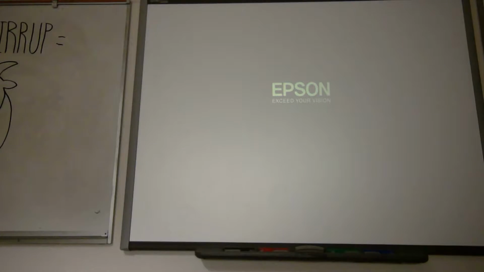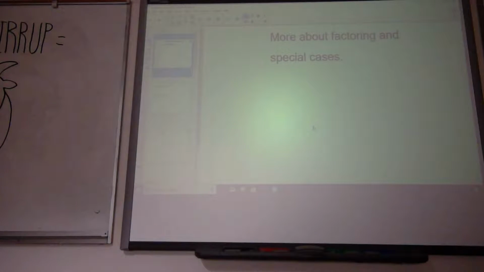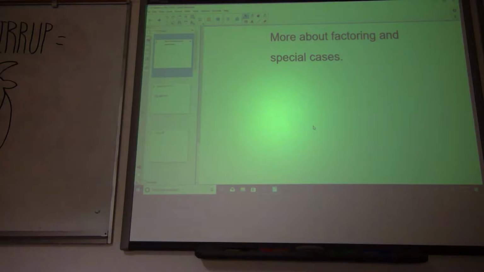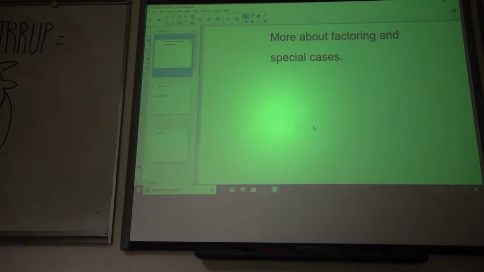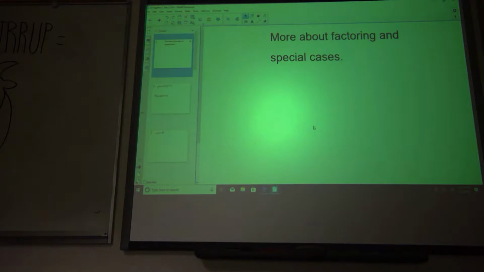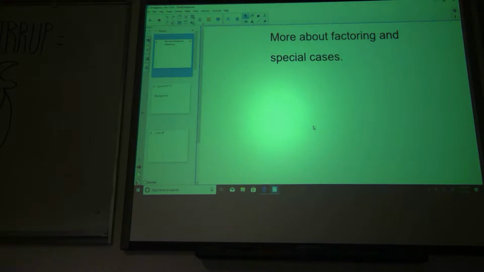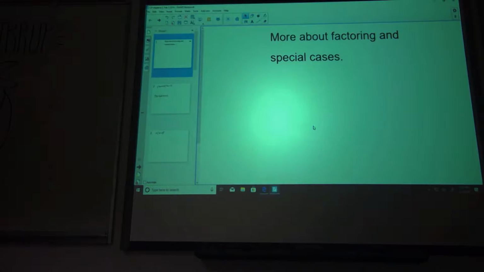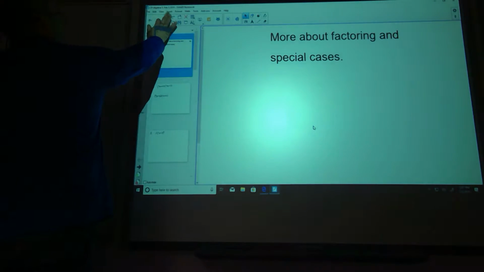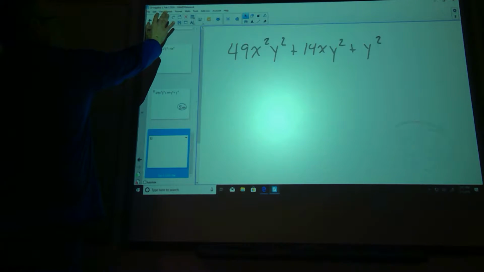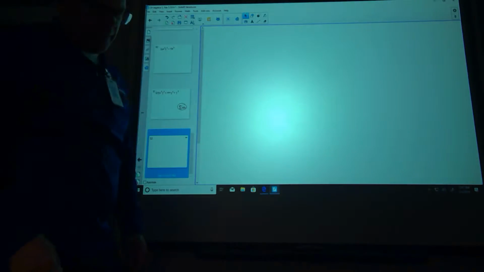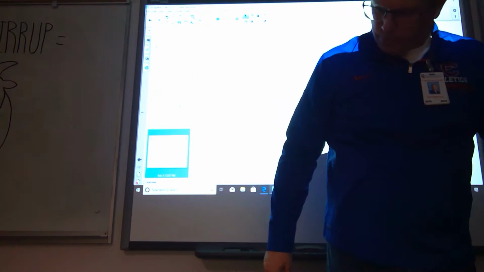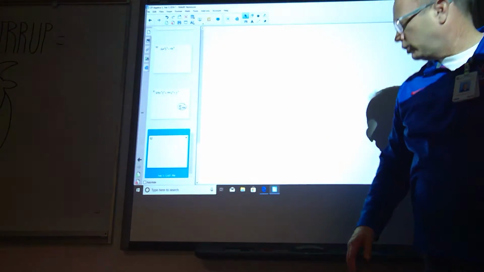Let's see. For this week, we have a quiz on Thursday. Today's Tuesday, I believe. Yes, it is Tuesday. So today's going to be more about factoring some special cases, but I want to see what kind of questions we had on the homework. What page were we on? Pages 35 and 36. So what kind of questions did you come across?